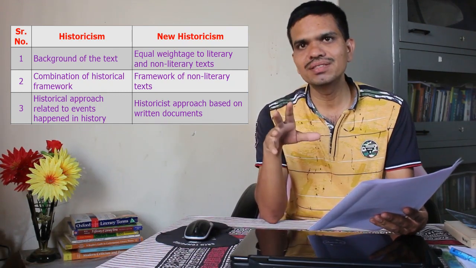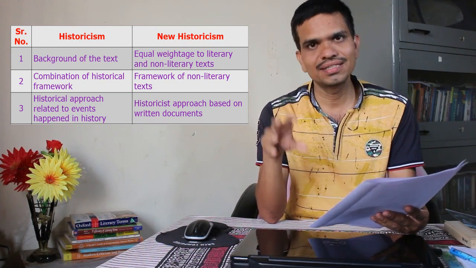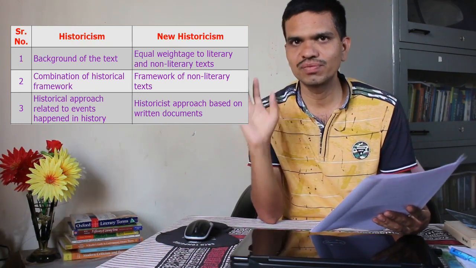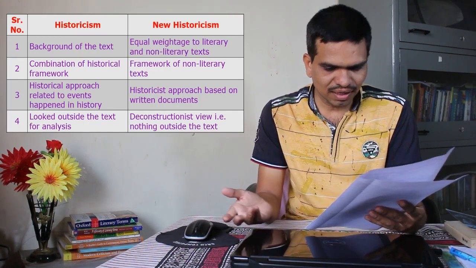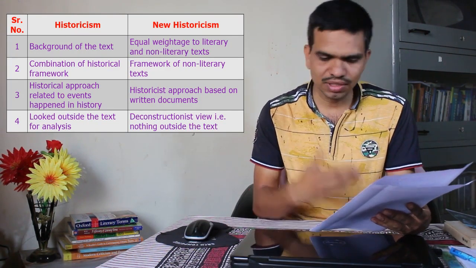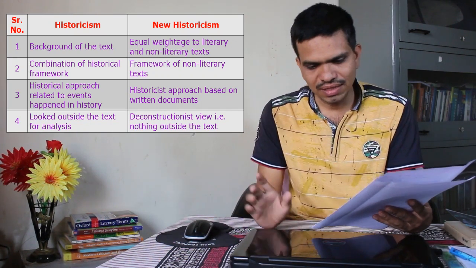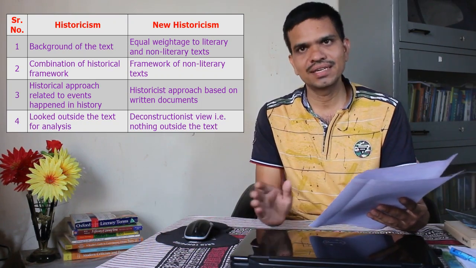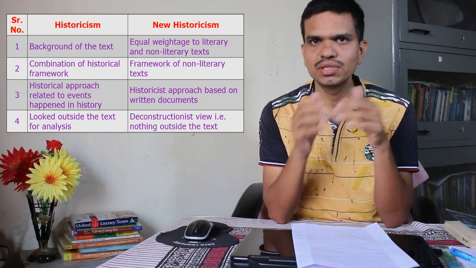Historicist approach means the texts written on history; they believe in the documentation of history. Fourth difference we have: old historicism looked outside the text for analysis, and its opposite, new historicism, is based on the deconstructionist view, that is the view of Jacques Derrida, nothing outside the text. Now this is a very big difference between the two.